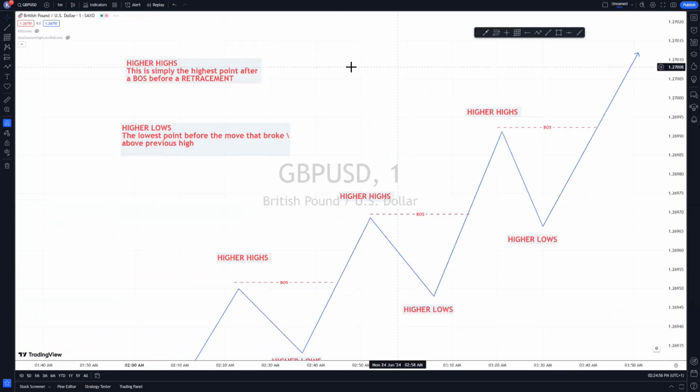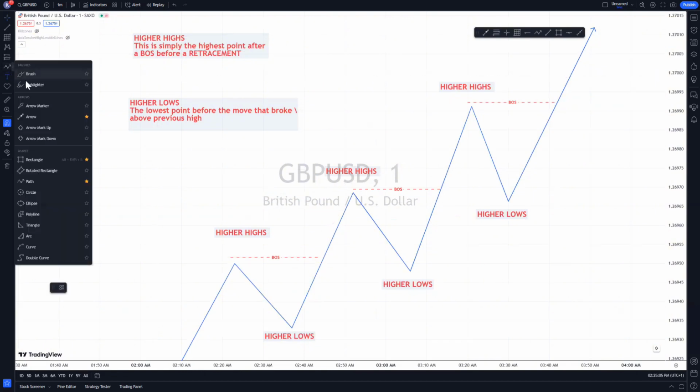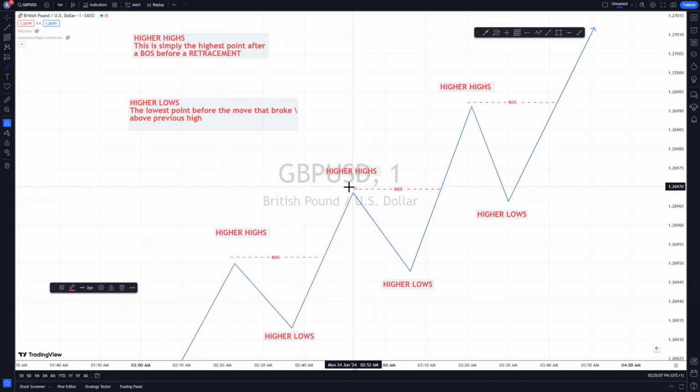Now I said a higher high is simply the highest point after a break of structure, before a retracement move. Now you have to look for the highest point. If you check, this is the highest point before this retracement, after price had broken structure.